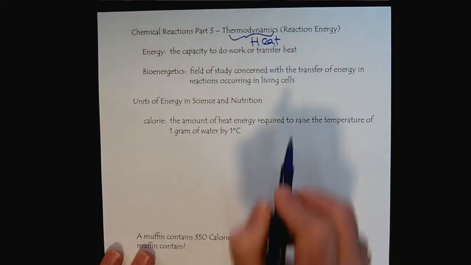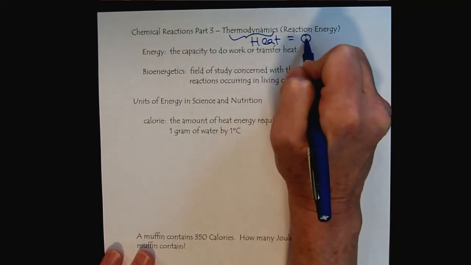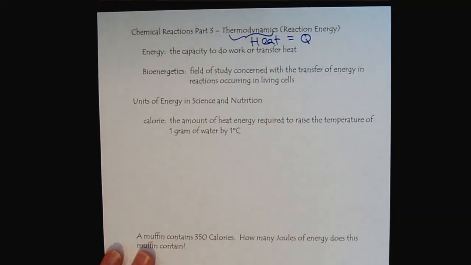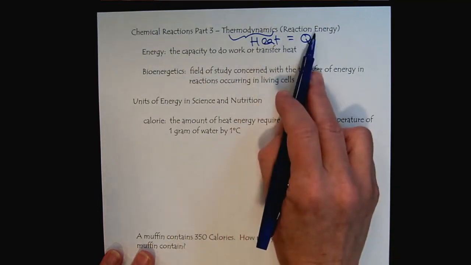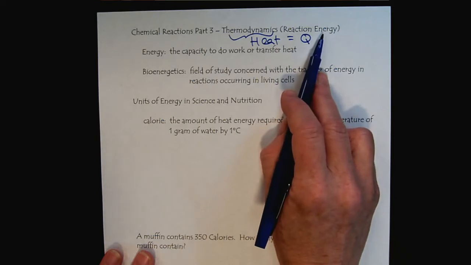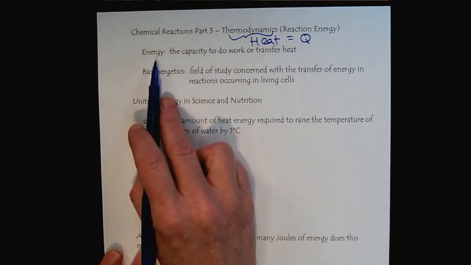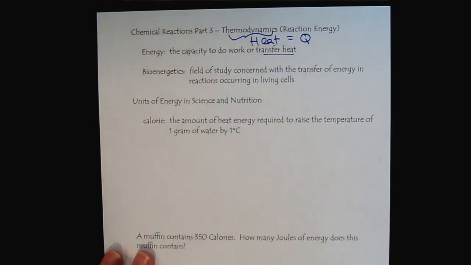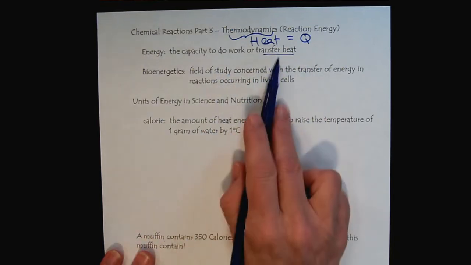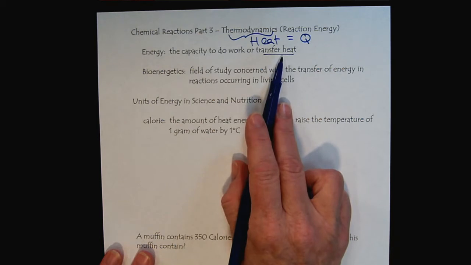And we can remember that heat is symbolized with the symbol Q. And we're going to relate this heat as it connects to reaction energies. So, energy is the capacity to do work or transfer heat. So in the context of chemical reactions, we're really focusing on the heat transfer.